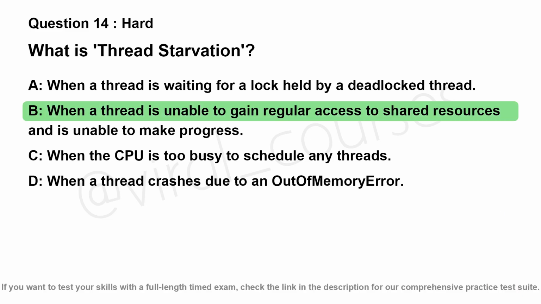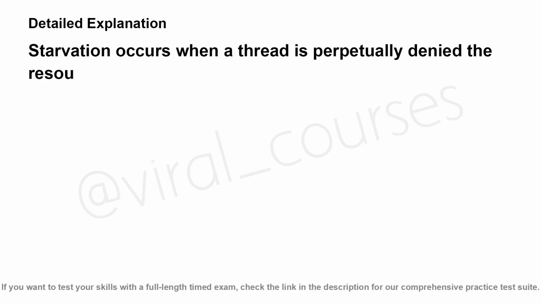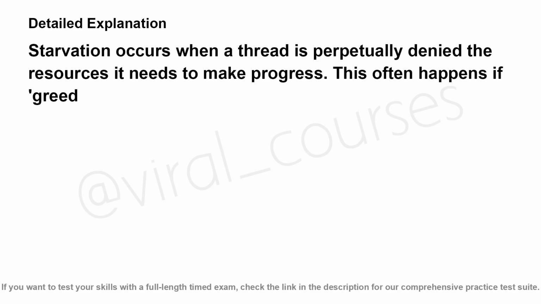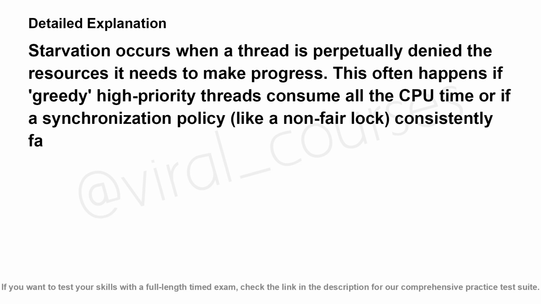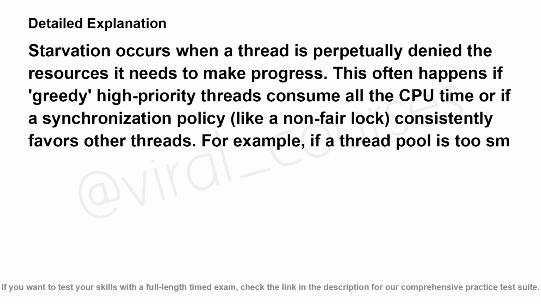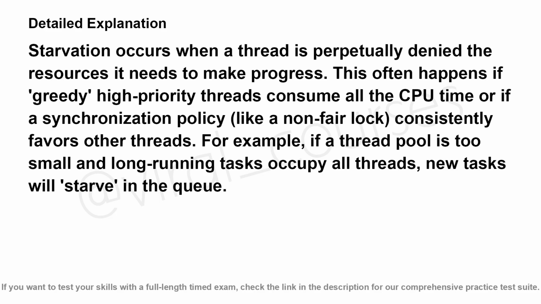The correct answer is B. Starvation occurs when a thread is perpetually denied the resources it needs to make progress. This often happens if greedy, high-priority threads consume all the CPU time or if a synchronization policy, like a non-fair lock, consistently favors other threads. For example, if a thread pool is too small and long-running tasks occupy all threads, new tasks will starve in the queue.